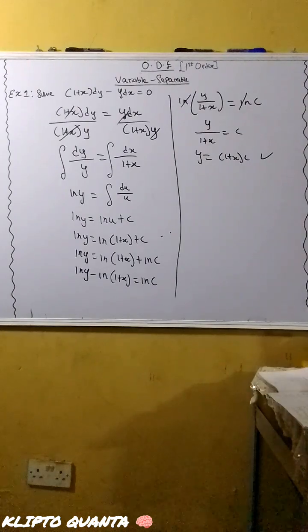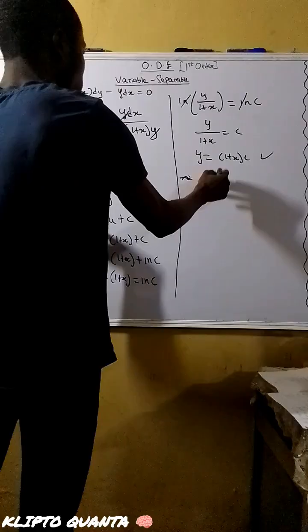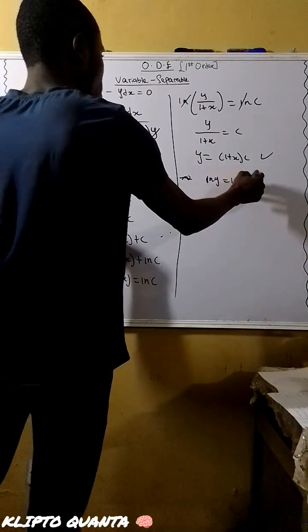Now, let's come back to this point. From this point, that's ln y equals ln u plus c.